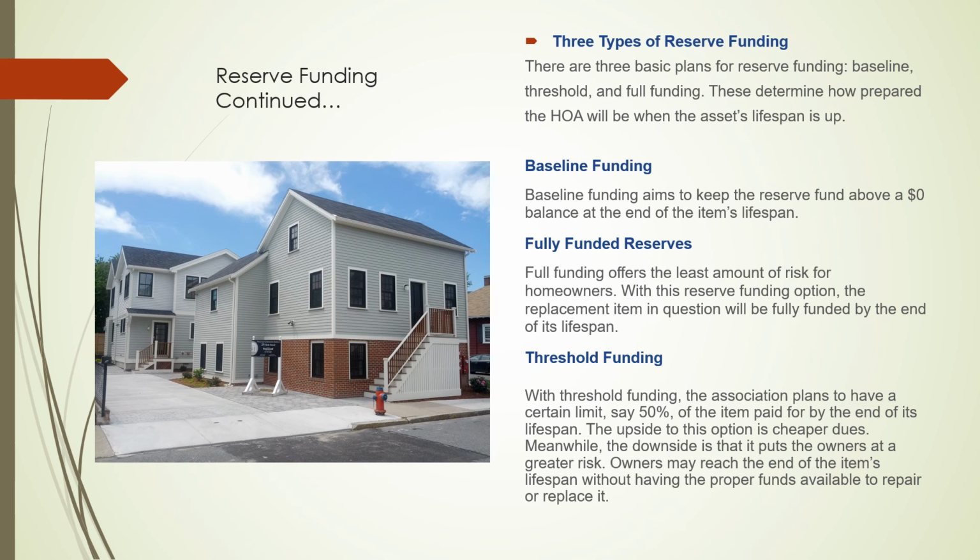Threshold funding. With threshold funding, the association plans to have a certain limit, say 50% of the item, paid for by the end of its lifespan. The upside to this option is cheaper dues. Meanwhile, the downside is that it puts the owners at greater risk. Owners may reach the end of the item's lifespan without having the proper funds available to repair or replace it.